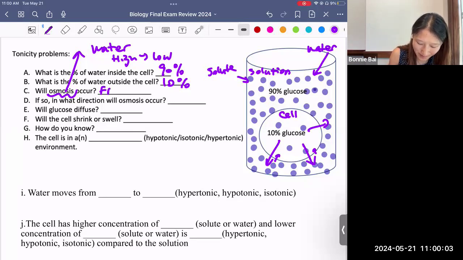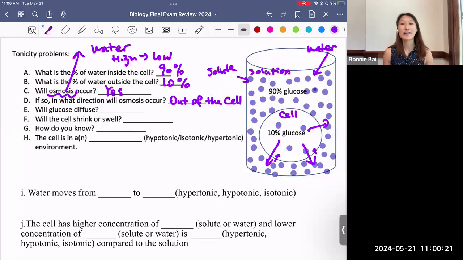Okay, so osmosis will occur, how do I write this? The question says, will osmosis occur? Why is it important to read the question? The answer is yes, water will move. And in what direction? Out of the cell.